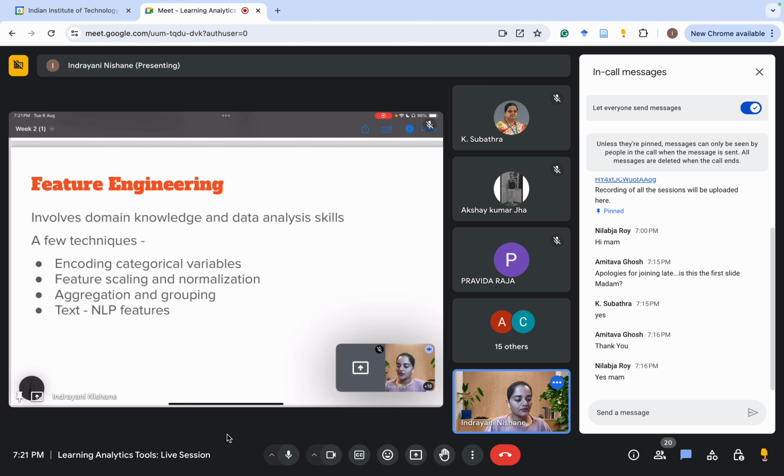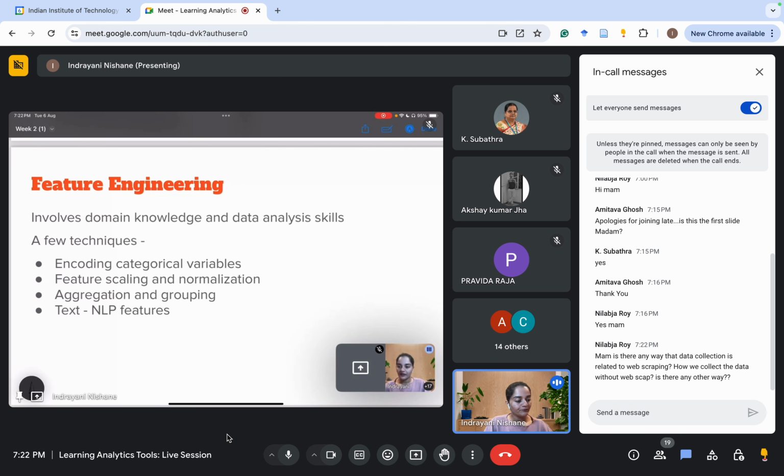Okay, so a few techniques here we have enlisted. One feature generation example which I spoke about on the previous slide was based on the clickstream data. We can deduce the actions which students are performing, whether they are reading, whether they are watching videos, whether they are attempting the quiz questions, and so on. So all that we can generate.